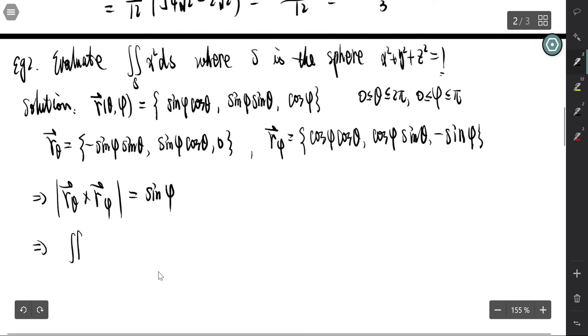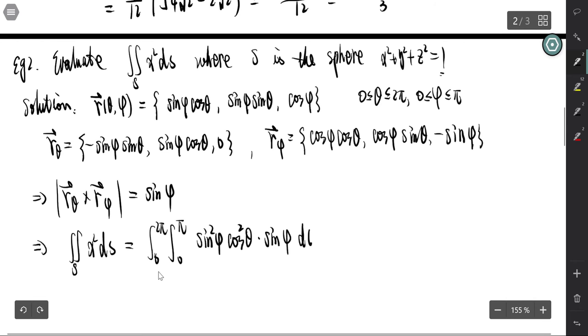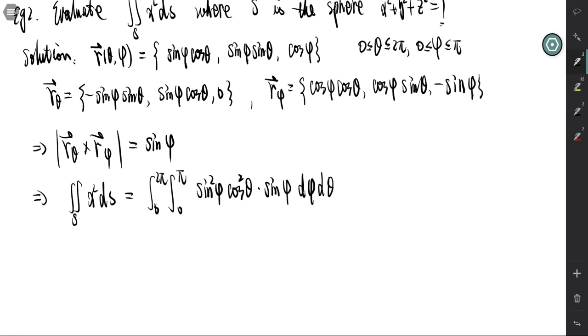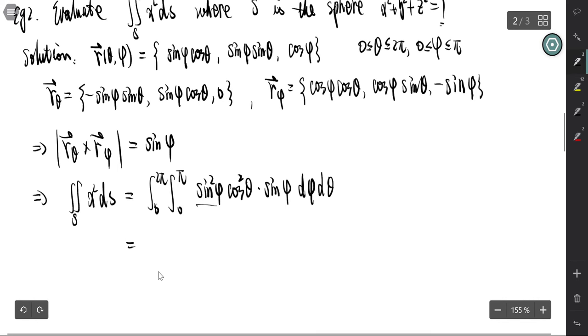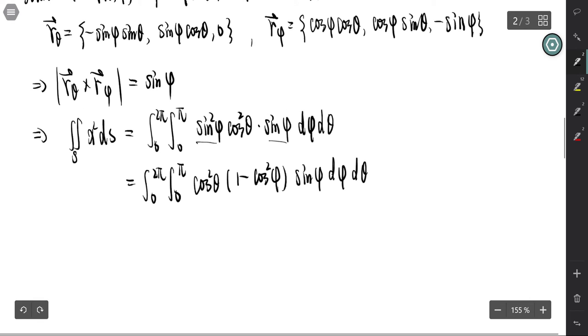So the surface integral of x squared dS is the integral from 0 to 2 pi and 0 to pi of x squared, that is sine squared phi cosine squared theta, times dS, that is sine phi d phi d theta. First, we integrate in phi: cosine squared theta, sine squared phi times sine phi, that is 1 minus cosine squared phi times sine phi d phi d theta. We use u substitution, with u as cosine phi, then du is negative sine phi d phi.